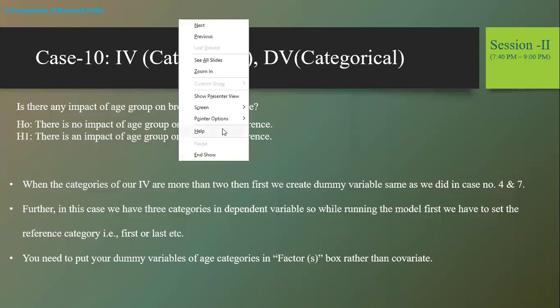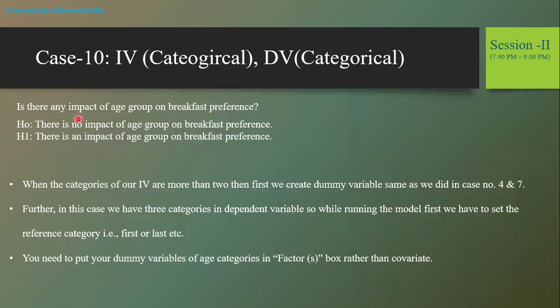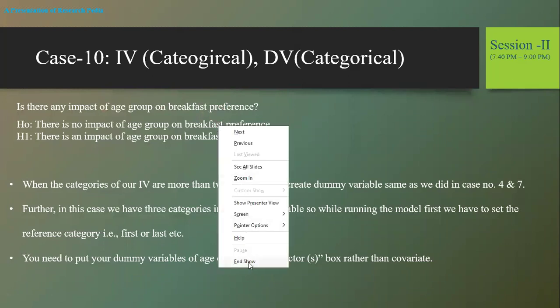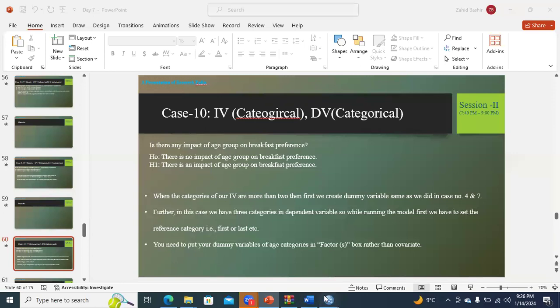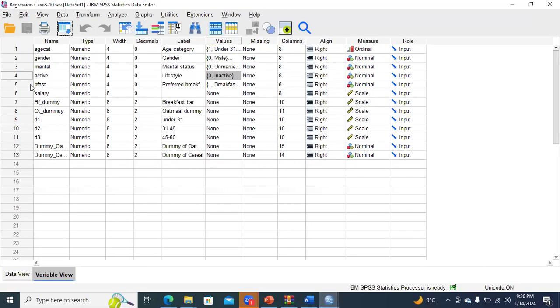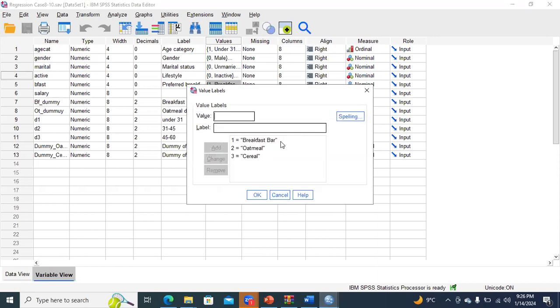So our basic concern is, is there any impact of age group on breakfast preference? We have different categories of age, and different categories of breakfast preference. If we see our data set like this, we have three categories of breakfast. Because it is greater than 2, we can consider breakfast as a categorical variable.